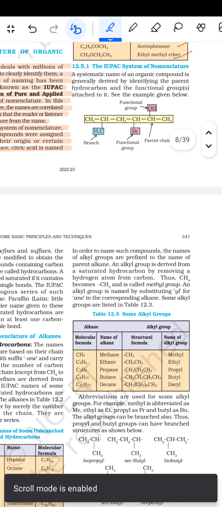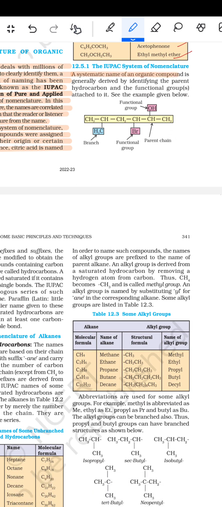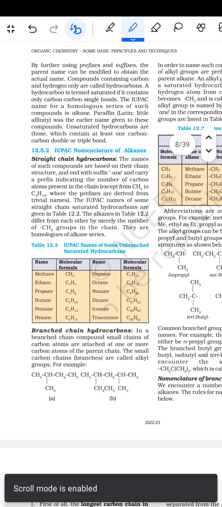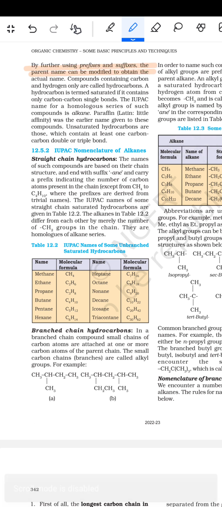The IUPAC system. In the IUPAC system of nomenclature, a systematic name of an organic compound is generally derived by identifying the parent hydrocarbon and the functional group attached to it. See the example given below. Now, by further using prefixes and suffixes, the parent name can be modified to obtain the actual name.